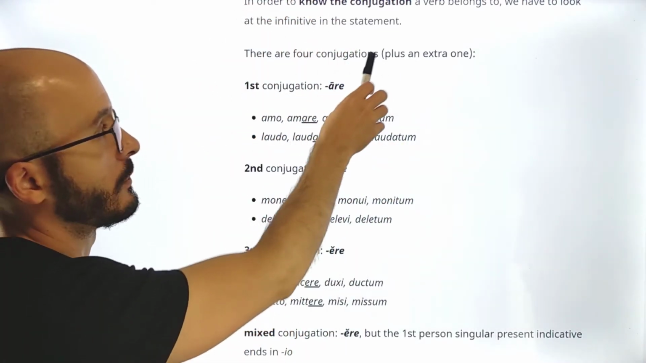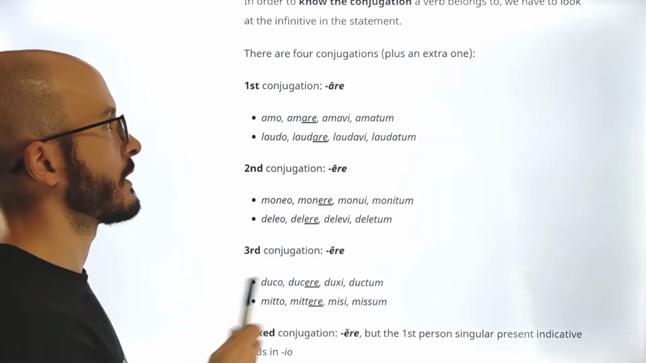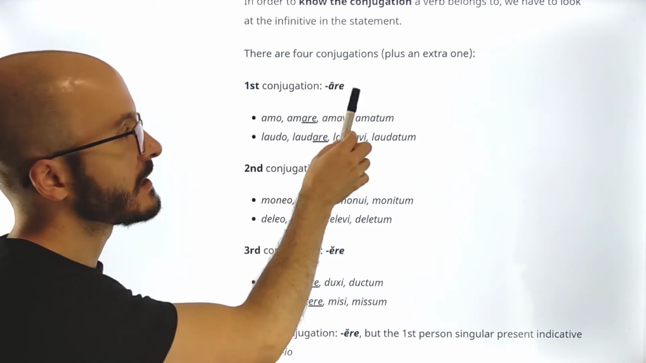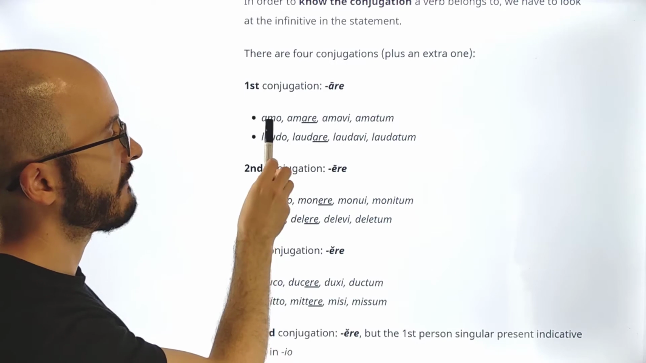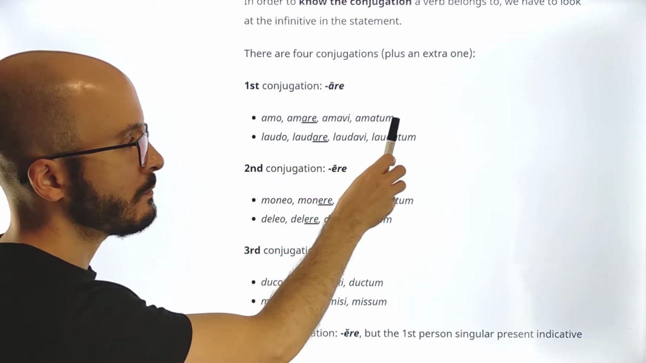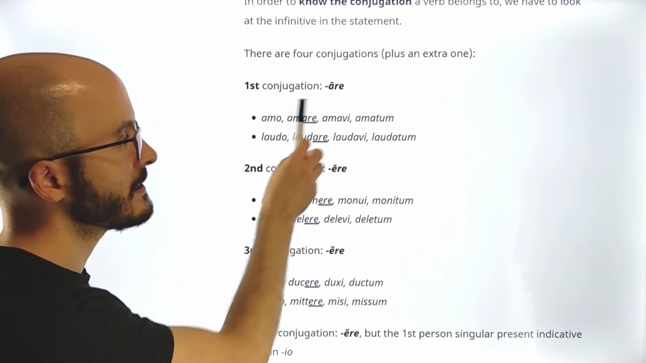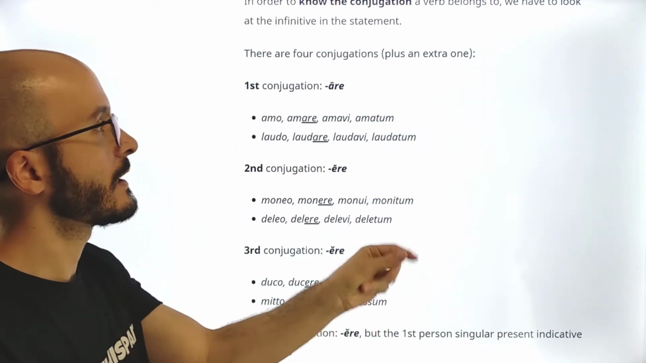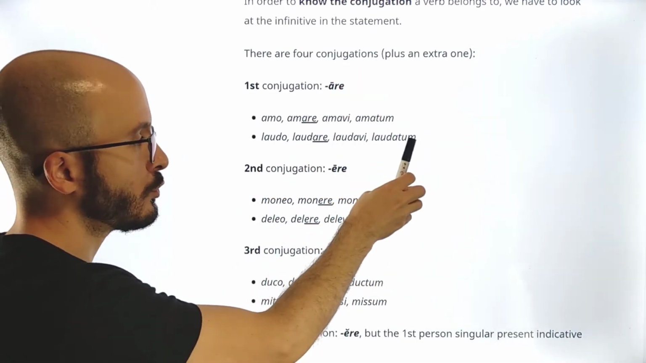There are 4 conjugations plus an extra one. That's why we say 5 conjugations. Okay, so first conjugation: the verbs whose infinitive ends in are. For example, we have amo, amare, amavi, amatum. So we go to the second form of the statement, and we see that it is are, so automatically we say first conjugation. Laudo, laudare, laudavi, laudatum.